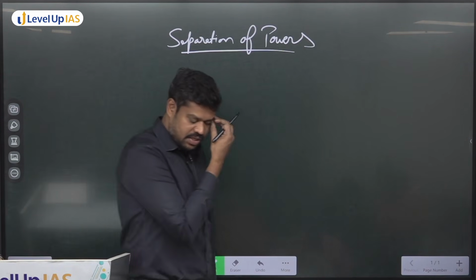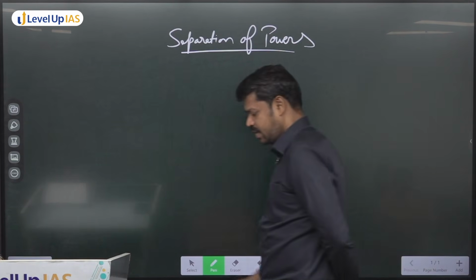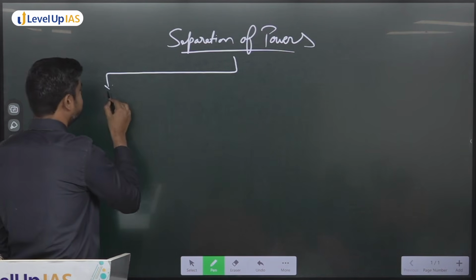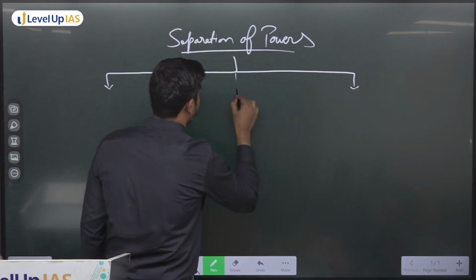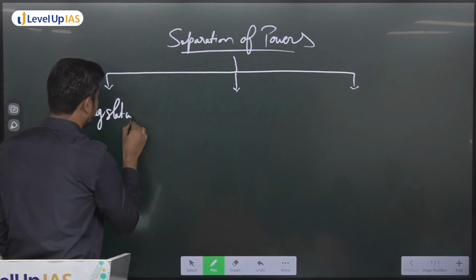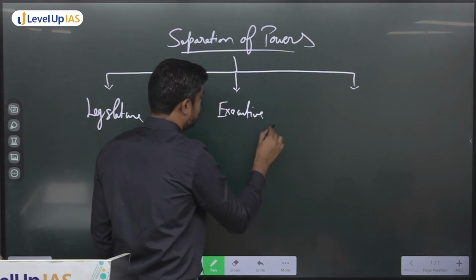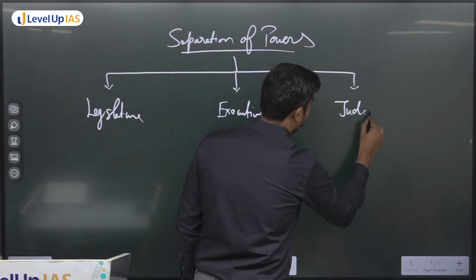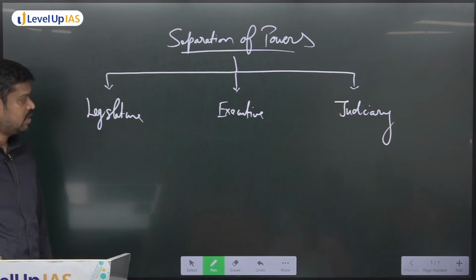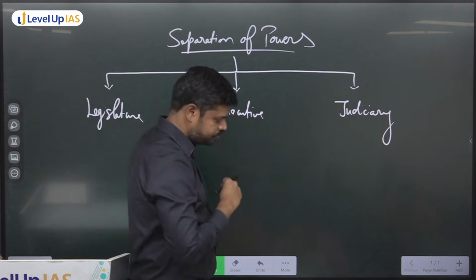Now, based on the discussion that you had yesterday, can anyone tell me what the three important organs of the state are? Legislature, the executive and the judiciary. So these are the three important organs. You have the legislature, the executive, and then the judiciary, and they are horizontally placed.